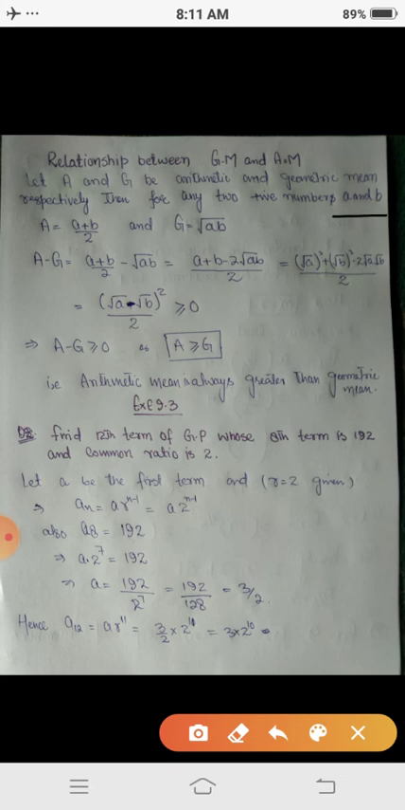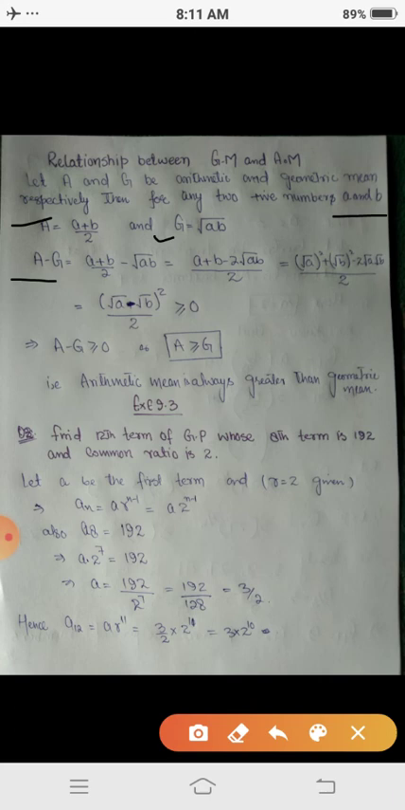Then we know that by the definition of arithmetic mean, A equals (a plus b) upon 2, while G equals root of a into b. Now A minus G equals (a plus b) upon 2 minus root ab, which is, by cross multiplication, (a plus b minus 2 root ab) upon 2. Now this a can be written as root a square, b can be written as root b square, minus twice root a root b, because a and b are both positive numbers.